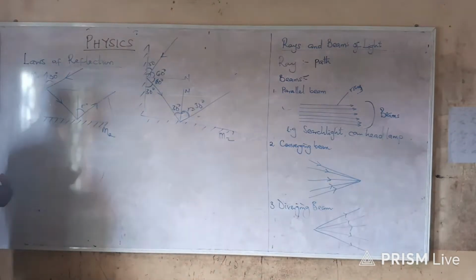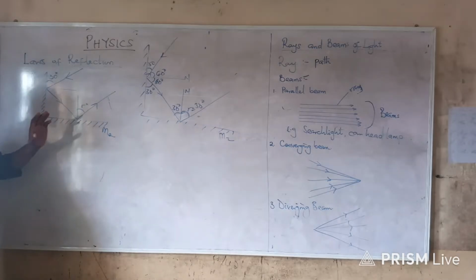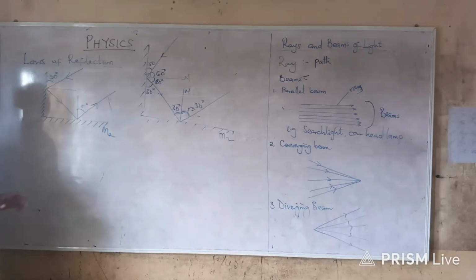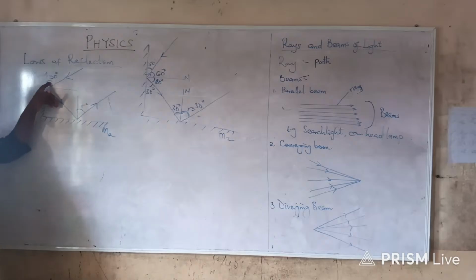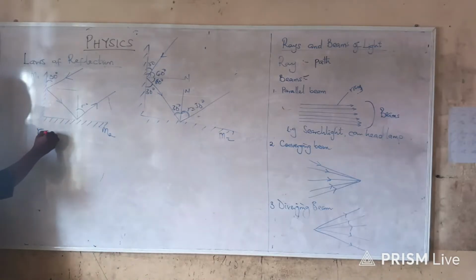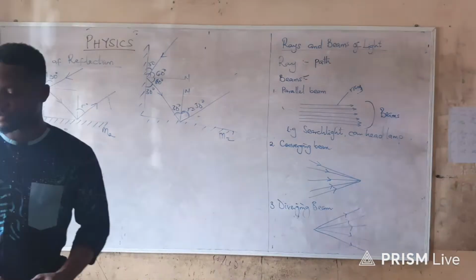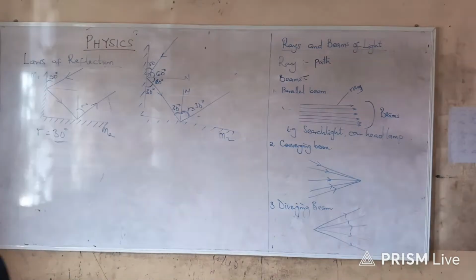JAMB student in the nearest future, if you are being asked this particular question as a diagram in your JAMB, the angle at the glance of the first mirror is the angle of reflection on the second mirror. It is very, very easy. The angle of glance in the first mirror is the angle of reflection on the second mirror. It is easier to know. So the correct answer to R is what, everybody? 30 degrees. Very simple. The correct answer to R is 30.